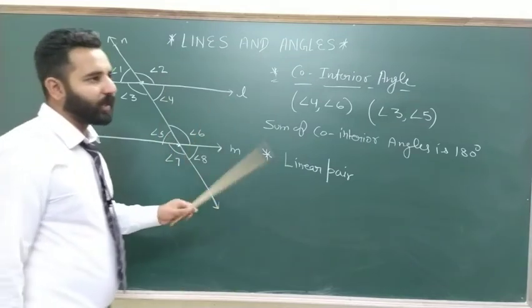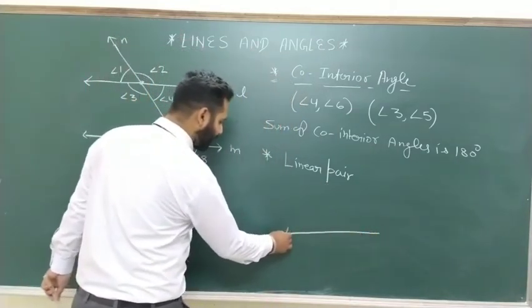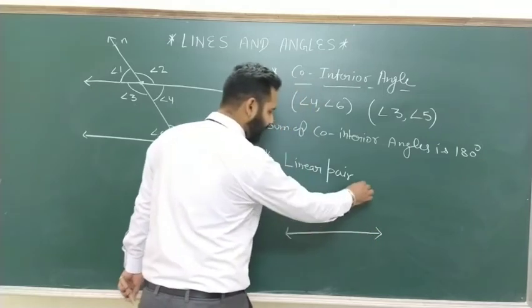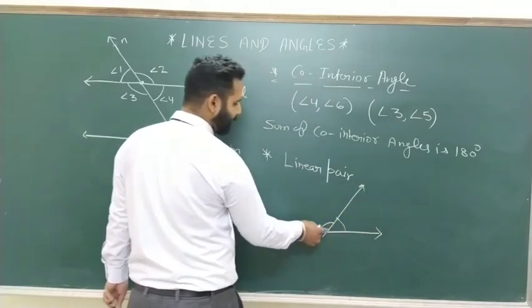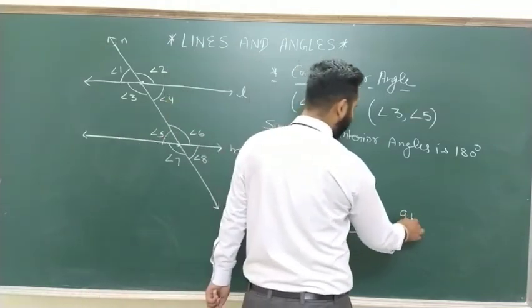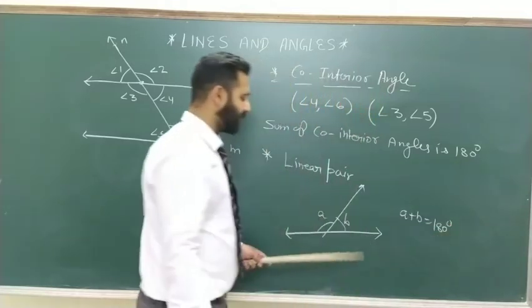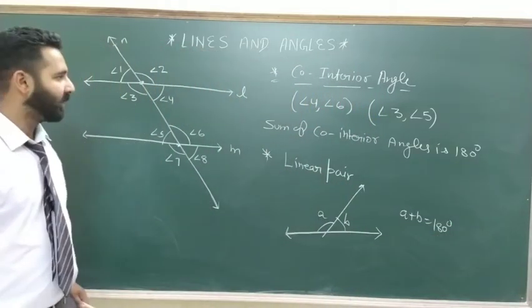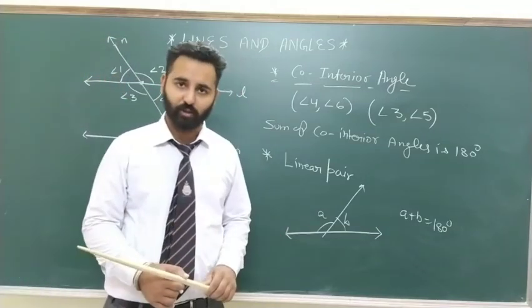So if you have this kind of thing, a single line and one transversal like this or a ray like this, say A and B, then we can say A plus B is equal to 180 degrees because they are lying on a straight line. Clear? I hope the concept of all the pairs of angles is clear to you.